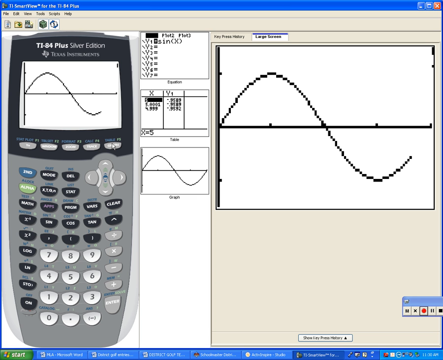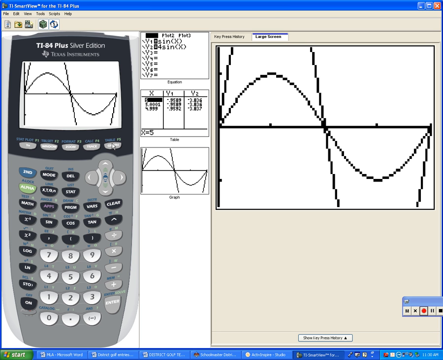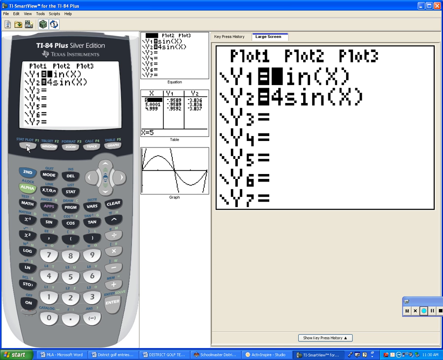Now I'm going to go 4 sine of x, and now we can't see the top and the bottom because it went all the way up to 4 and all the way down to -4. But it is still only one period. Why? Because we didn't change it. Because it's just plain old x. I didn't change that part, I just changed the amplitude.